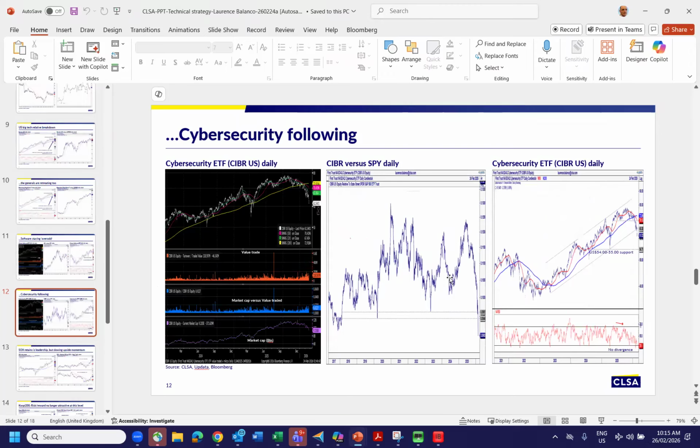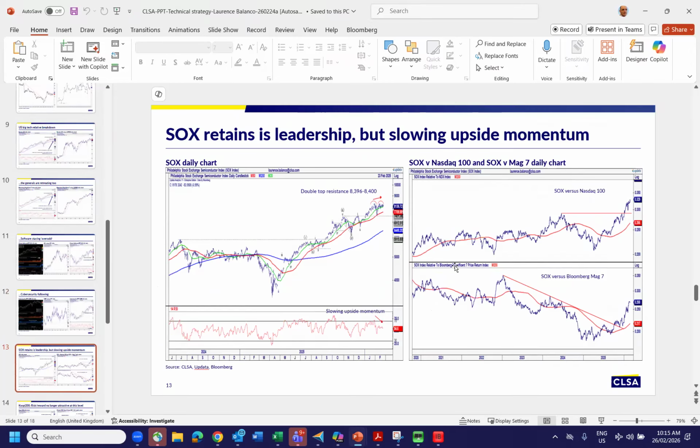So we've finished your macro slides, yeah? Even the leadership group, which you can obviously see has been semiconductors, hasn't been NVIDIA, it's been the storage and memory names like Micron and SanDisk in the US, and obviously the Korean names Hynix and Samsung, which have done extremely well. But this is the divergence that you've seen on the SOX index. So again, this supports the idea of upside momentum slowing, which makes it more of a take profit.